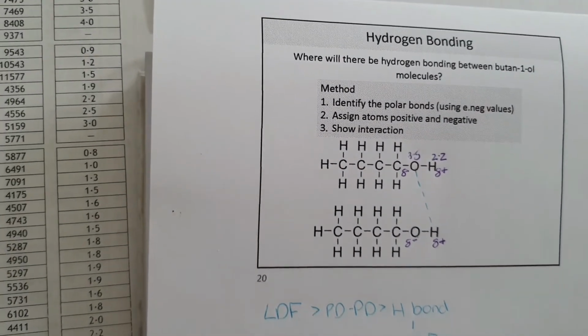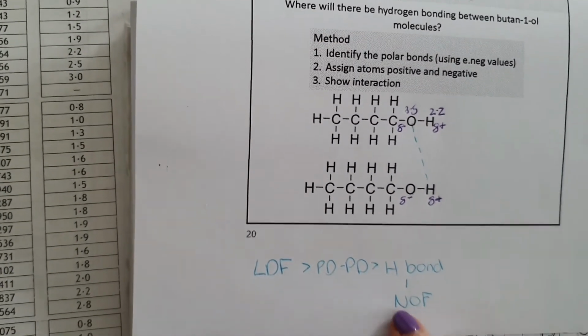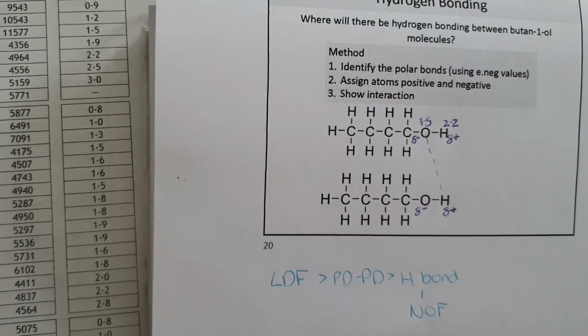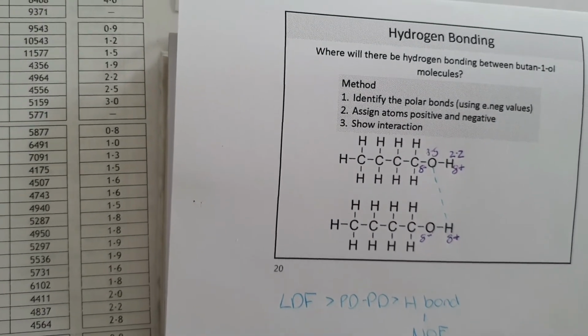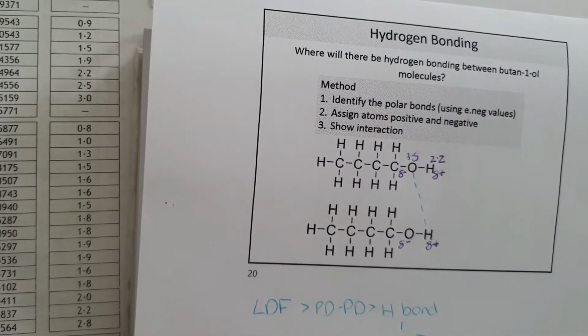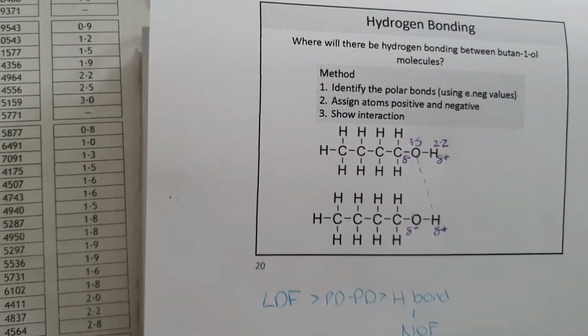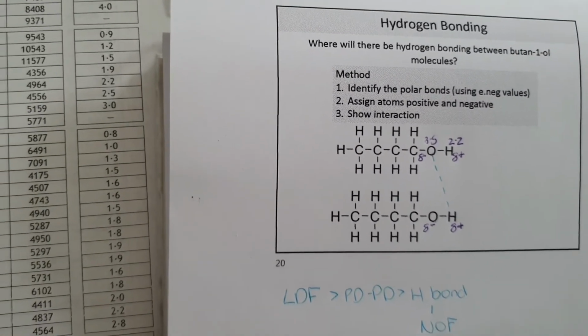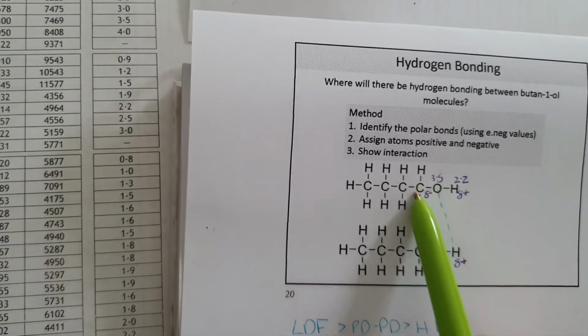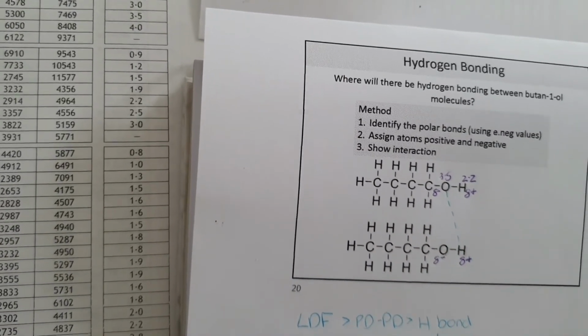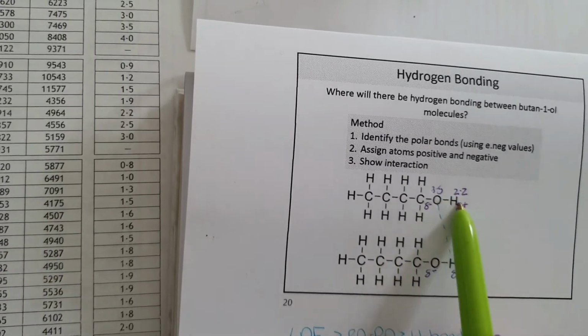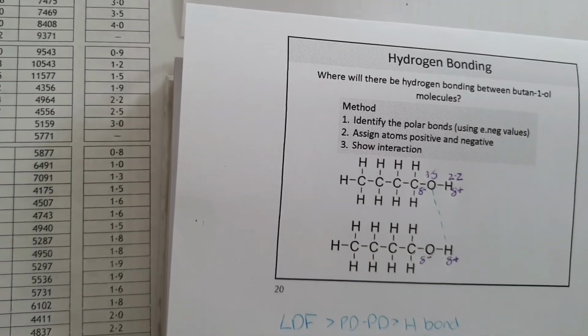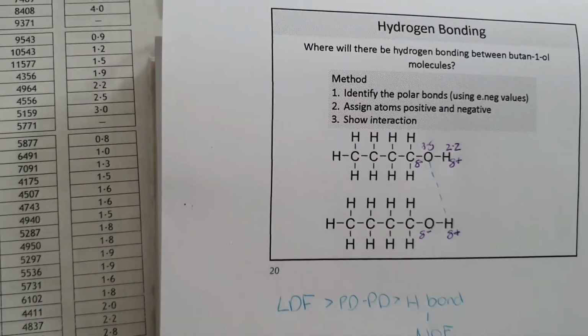So again, this could be repeated as long as it has N, O or F attached to a hydrogen, and that would make it the strongest type of force present. We don't have any other type of force that's stronger at this stage, and that's how you would decide whether it's PD-PD or hydrogen bonding, which section of the molecule to show the interaction from.